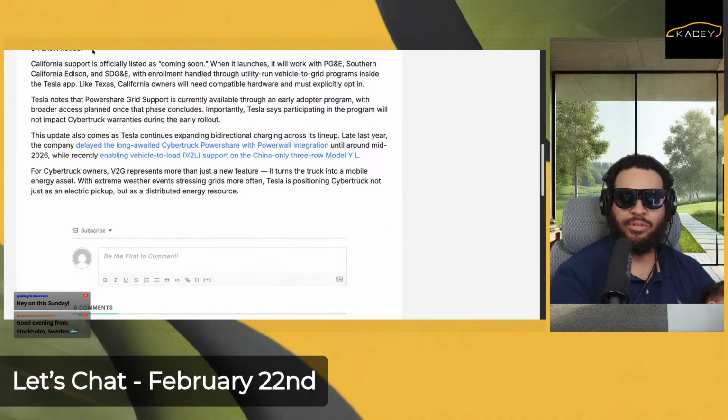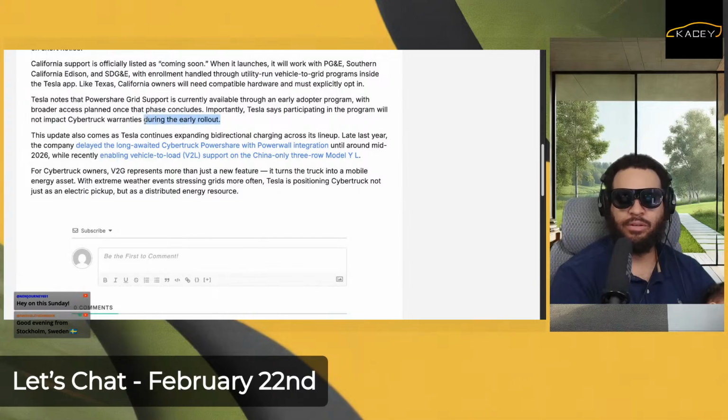California support is officially listed as coming soon, and it will be on PG&E, Southern California Edison, and SDG&E. With the enrollment handled through the utility-run vehicle-to-grid programs inside the Tesla app, like Texas, California owners will need compatible hardware and must explicitly opt in. Tesla notes that PowerShare grid support is currently available through an early adopter program, with broader access planned once that phase continues. Importantly, Tesla says participating in the program will not impact your warranties during the early rollout.